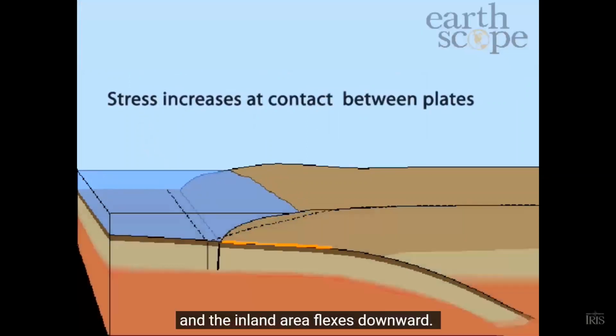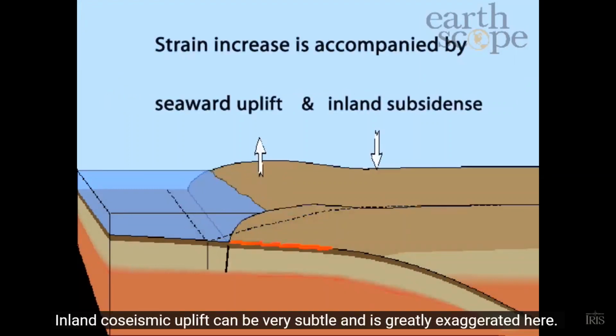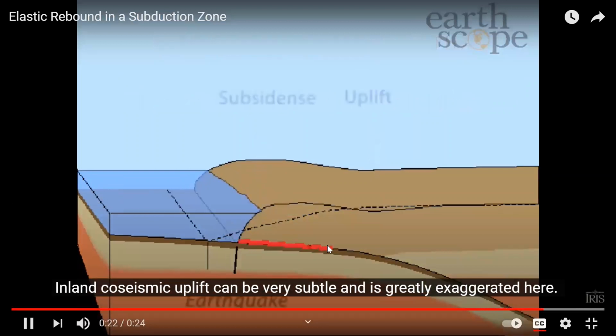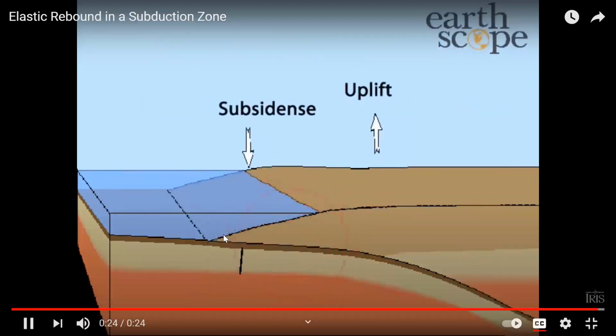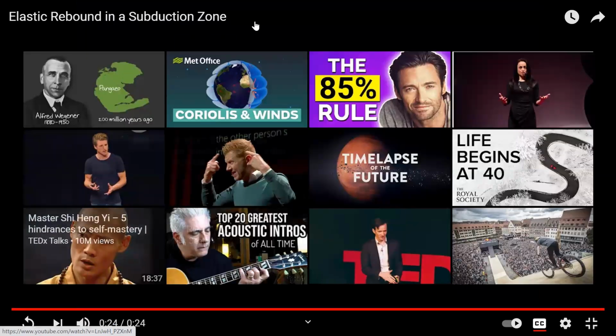Now, as it deforms, elastic potential energy is being stored in it. It's like a spring being pushed back. And eventually, there's not enough friction to hold this fault together, and so it slips, and all that stored energy is released.